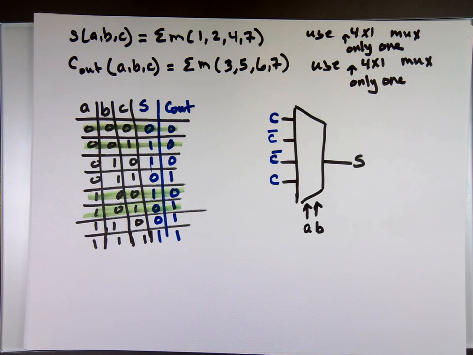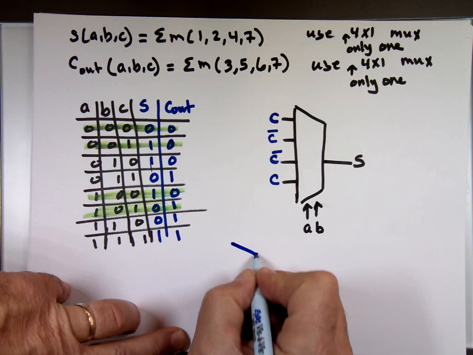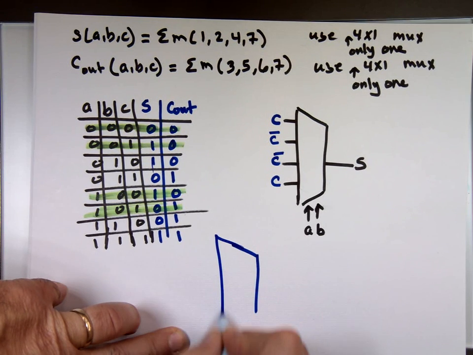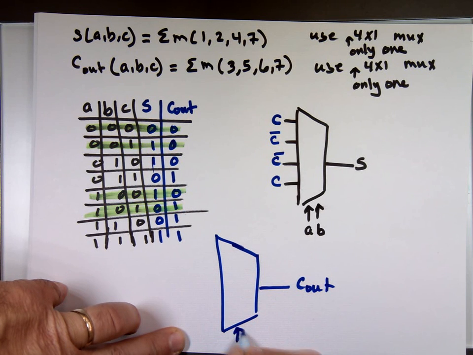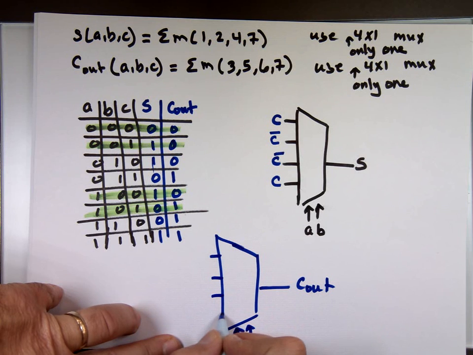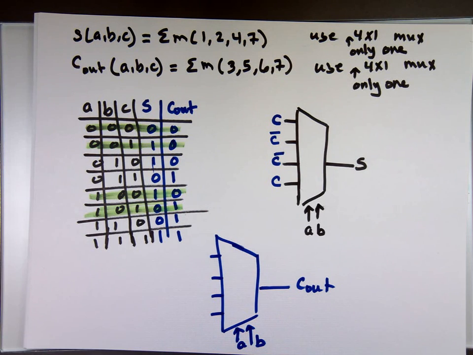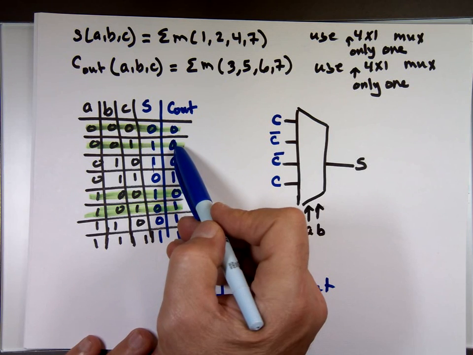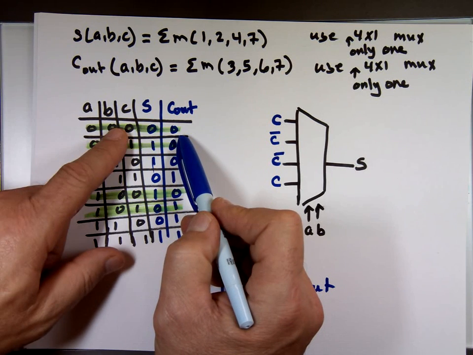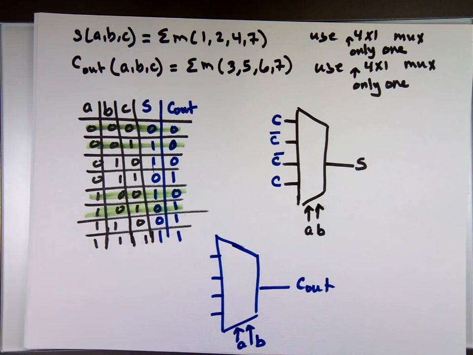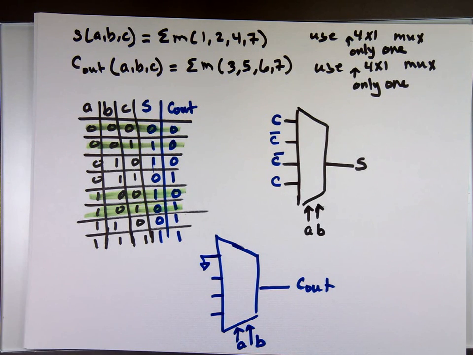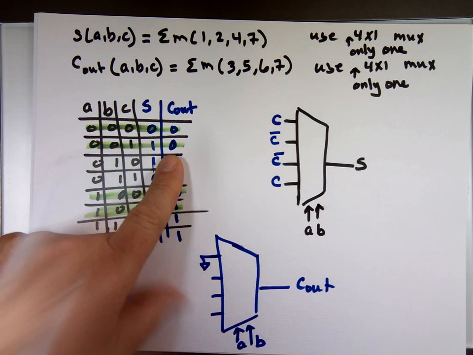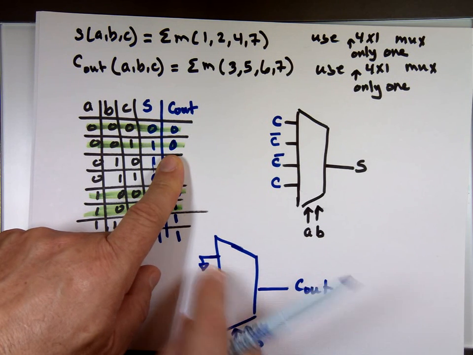Let's look at the carry out. What about when A and B are both 0? Look at C out and compare it to C. It doesn't matter what you do. The result is 0. C out for the first two cases is 0, so when A and B are 0 and 0, C out is going to be 0, no matter what you put for C.